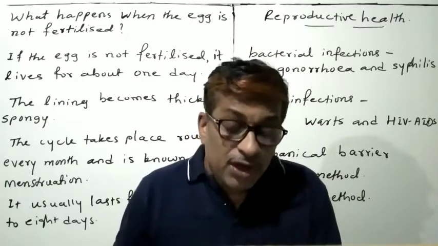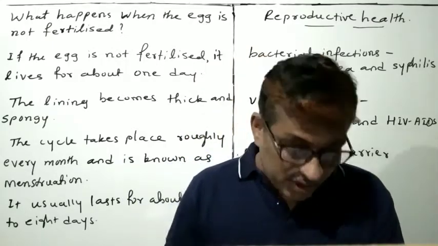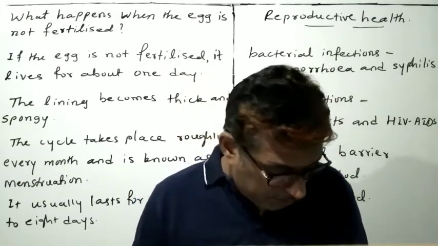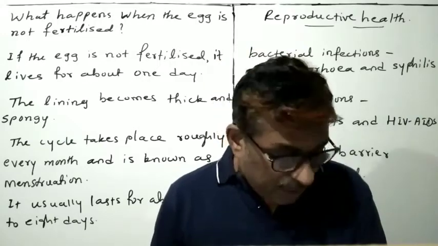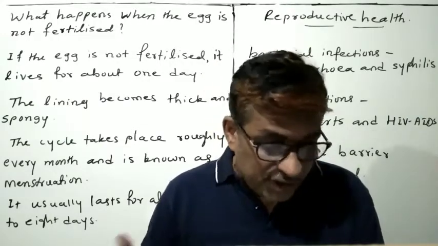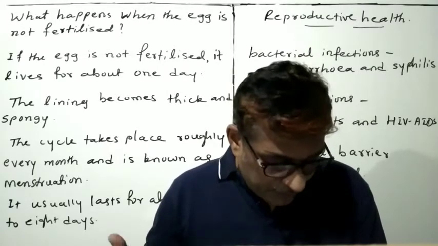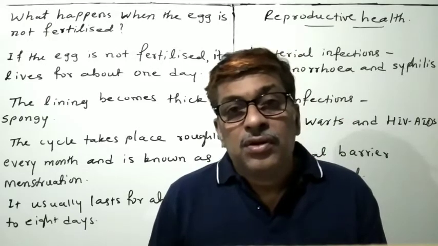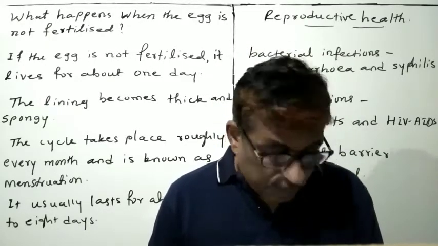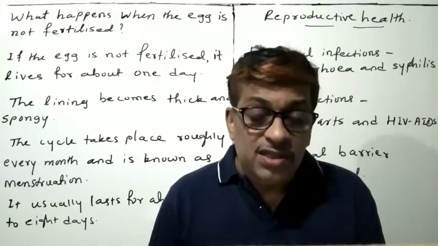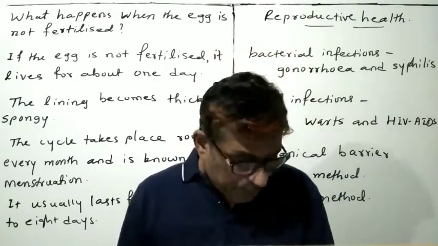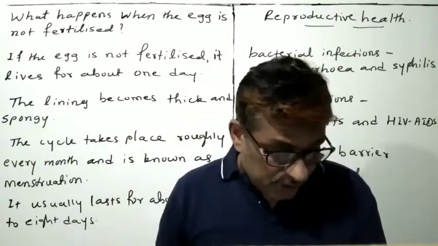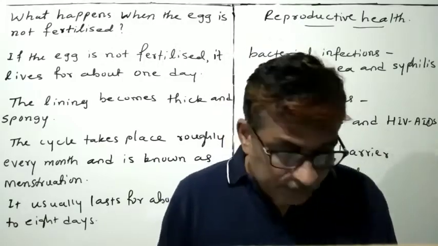Here 1 or 2 important terms you have to remember: menarche and menopause. Menarche means the starting or first menstruation, spelled M-E-N-A-R-C-H-E. And the last menstruation cycle is called menopause, at the age of 45 to 55.